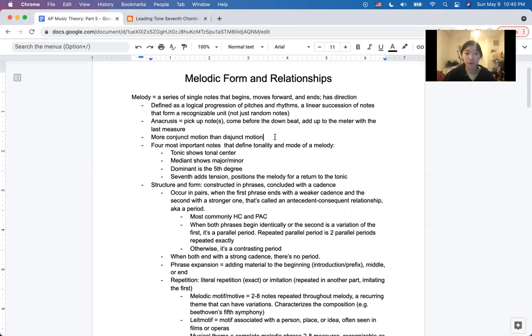Melody tends to have more conjunct motion than disjunct motion. Remember that that just means stepwise movement with notes rather than skips and leaps.